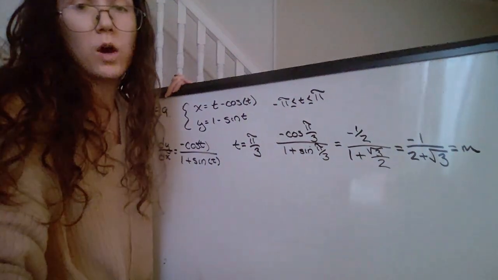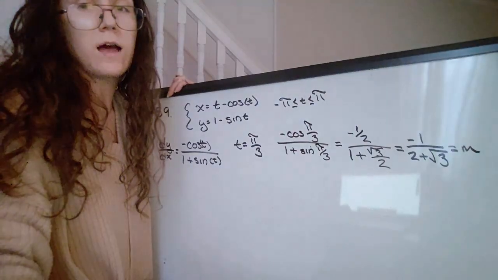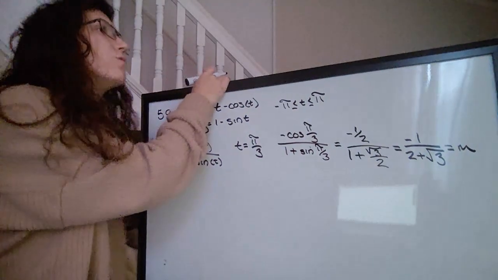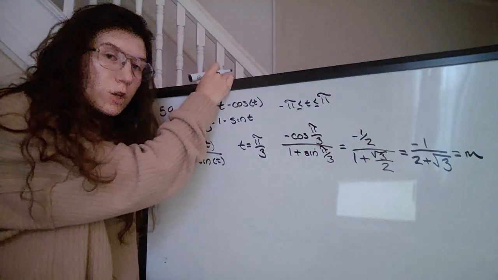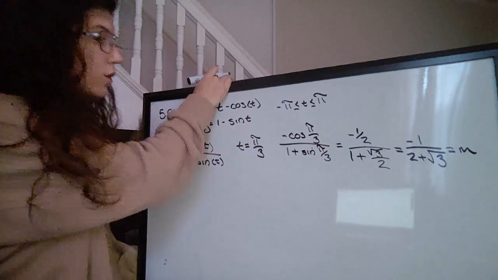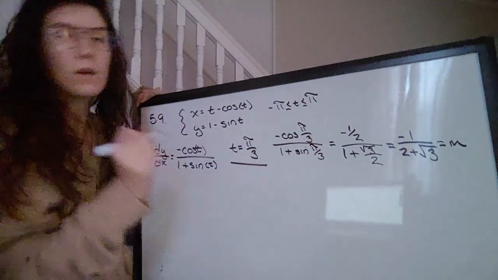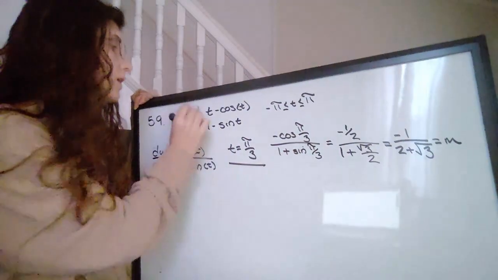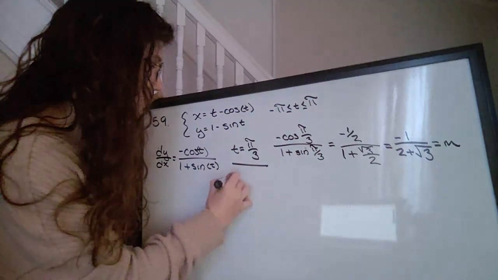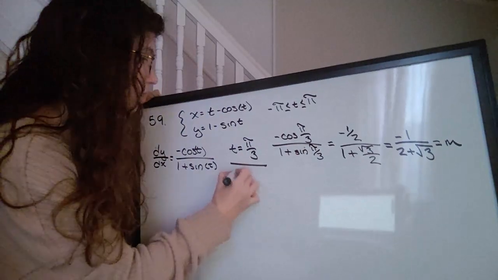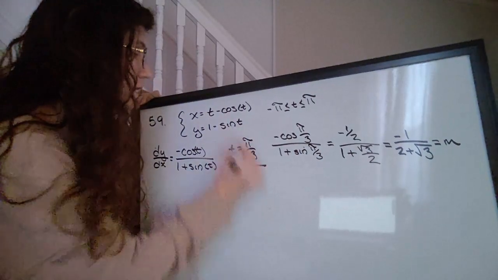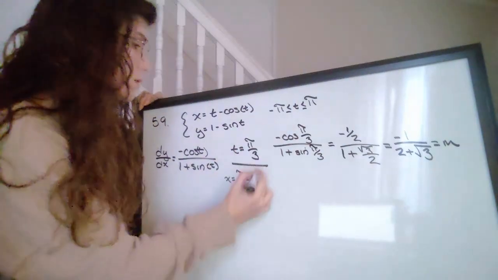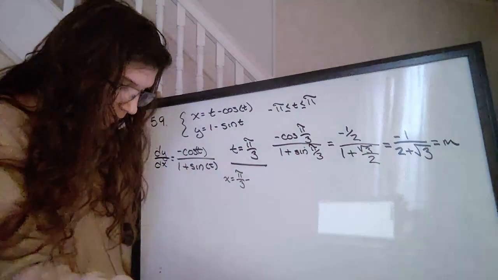And this one was ever so slightly different. Last time, they gave us the x and y point, and for an equation of a line, all we need is a slope and an x and y point. Here, we just have the t point. So to get my x and y point, I need to plug in t. So x would equal pi over 3 minus cosine of pi over 3. So this would be minus 1/2.